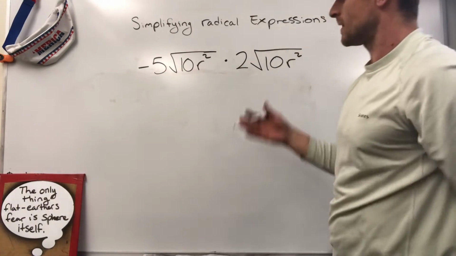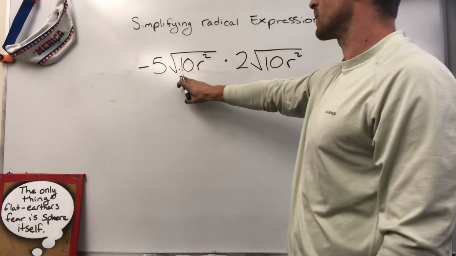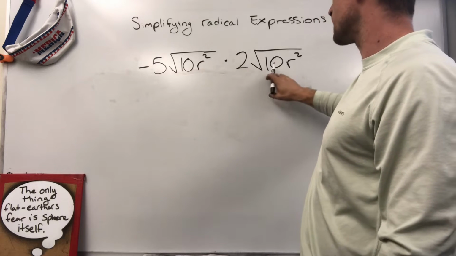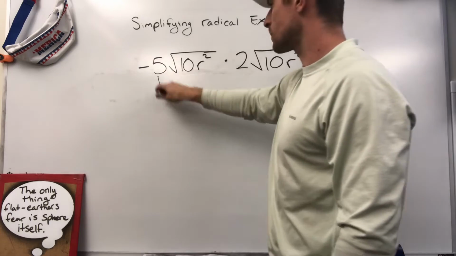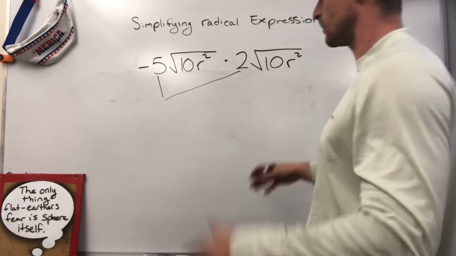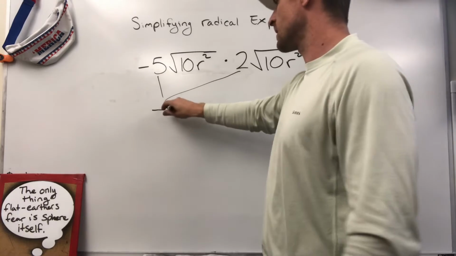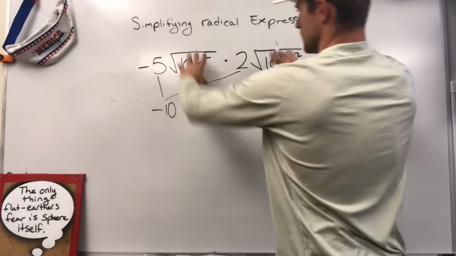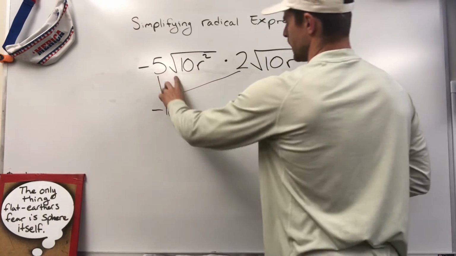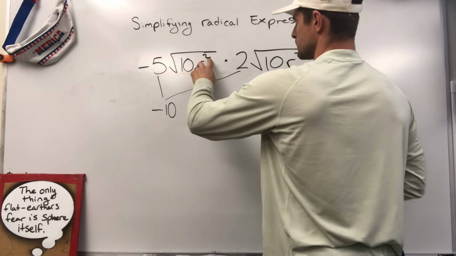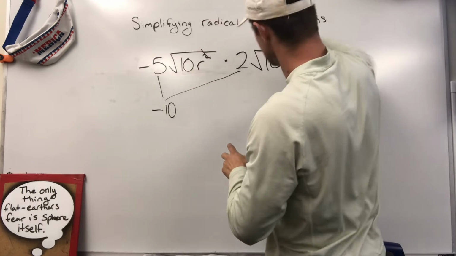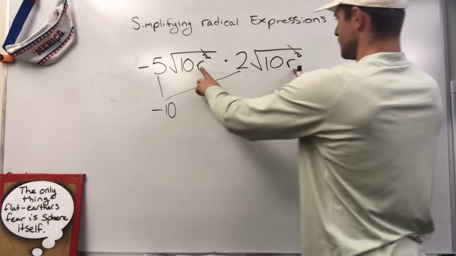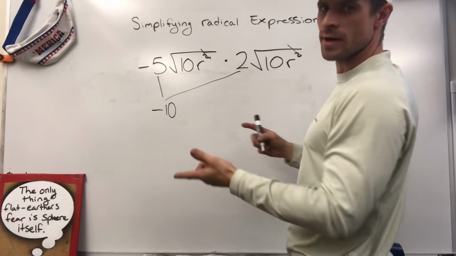Okay, now we've got this one. Negative 5 times square root of 10r squared times 2 square root of 10r squared. Let's just multiply those together right away. Just get that out of the way. Negative 5 times 2 makes negative 10. Great, okay. Now all we're left with is right there. Square root of r squared. Those cancel each other. Square root of r squared. Cancel each other. Just leaving me with 2 r's that are no longer underneath the radical.